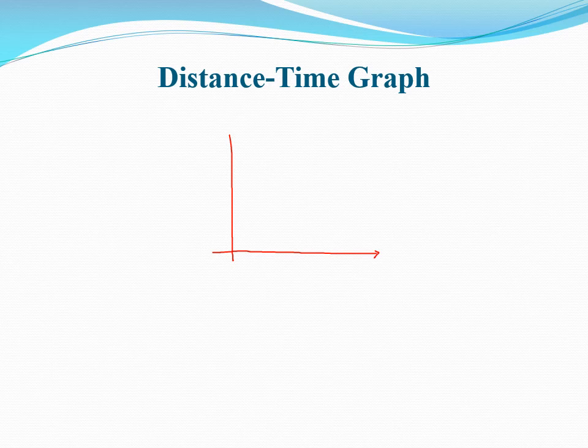This is horizontal axis, and time is always taken along horizontal axis, and this is vertical axis. And for distance time graph, distance denoted by d is plotted along y-axis. So this is the general overview of distance time graph. Here also note that time is taken in second. Second is the unit for time, and distance is measured in meter. So meter is the SI unit for distance. So let's start with discussing different aspects of distance time graph.